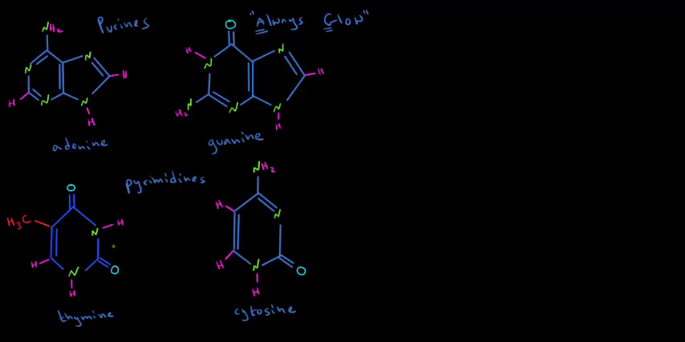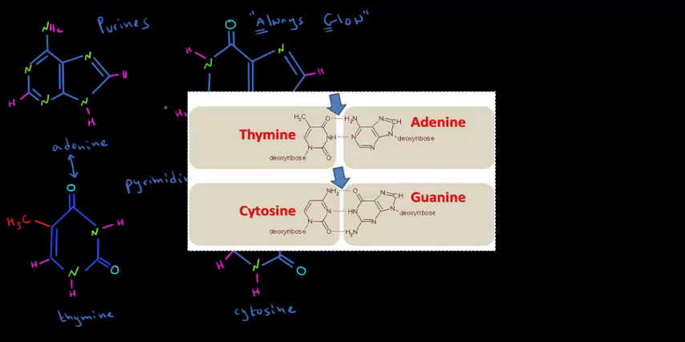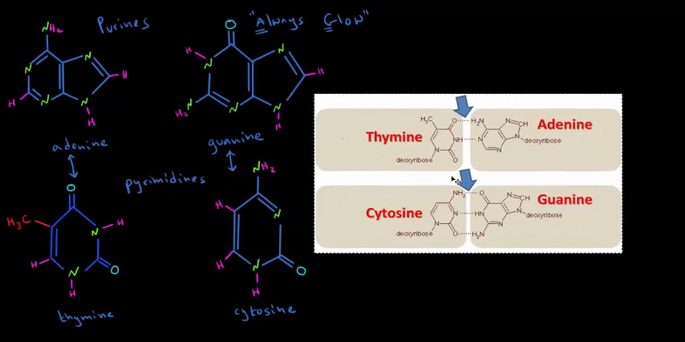And the purines and pyrimidines will always pair up with each other in this fashion. Adenine always pairs up with thymine, and guanine always pairs up with cytosine, unless of course there's a problem. And let's just take a look at how these molecules pair up with each other. So let's look at this diagram.